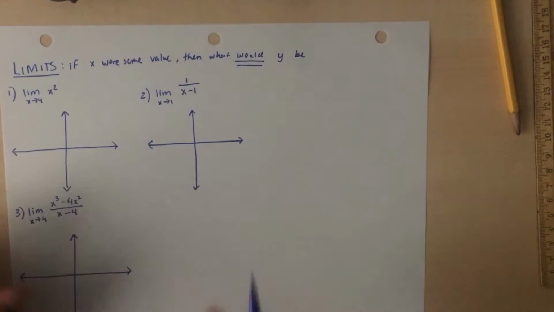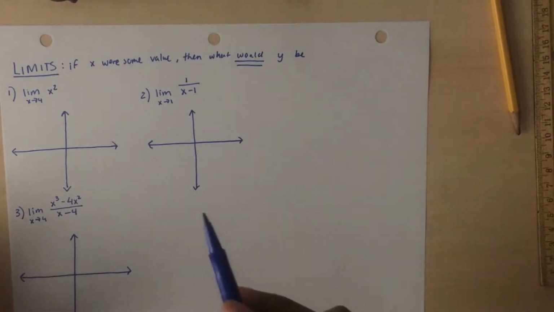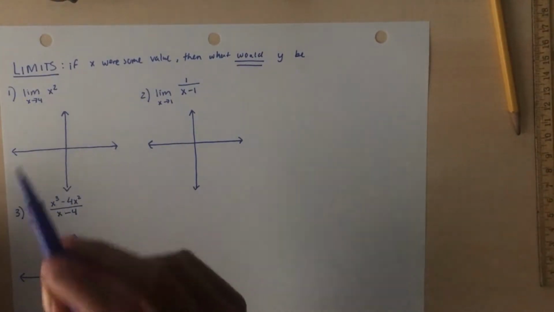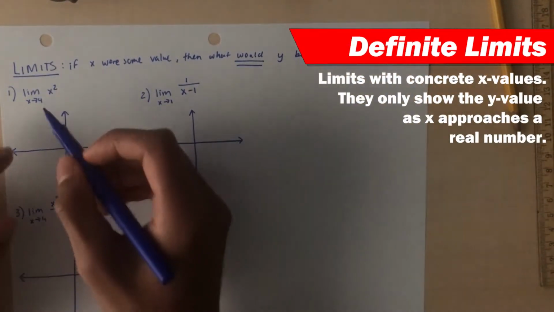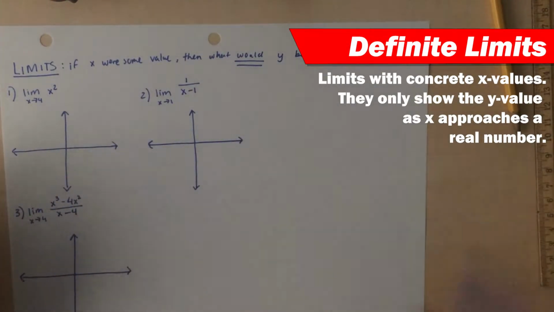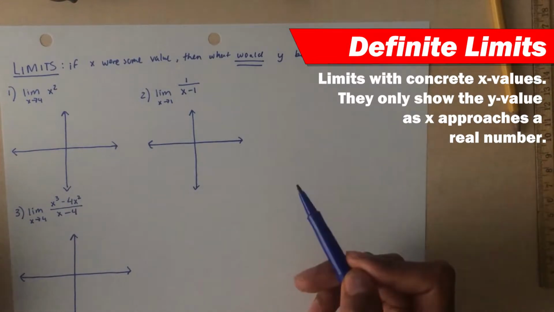So the two things that we're going to go over in this video are direct substitution and approaching the limit of infinity. And we're going to be using concrete x values, meaning that these are going to be rational numbers. We're not going to be exploring any limits to infinity. We're going to be doing that in the next episode.